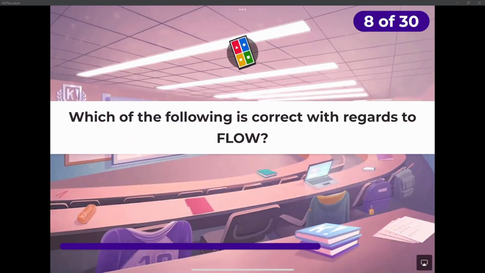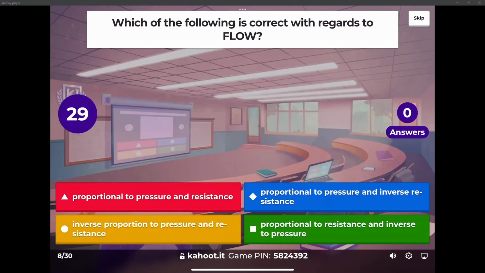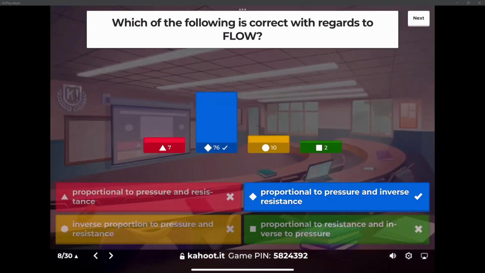Which of the following is correct with regards to flow? So now we're moving on to the cardiac stuff. Is flow proportional to pressure and resistance? Proportional to pressure but inverse to resistance? Inverse proportion to pressure and resistance? Or proportional to resistance and inverse to pressure? Does flow go up with greater resistance or go down with resistance? Does flow go up with pressure gradients or reduced? Very good. Cardiac output, or flow, is proportional to pressure and inverse to resistance.